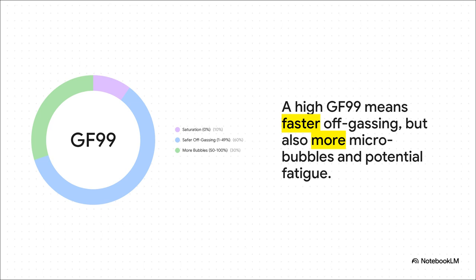If your GF99 is at 0, you're basically saturated. So the goal is to land in that sweet spot, that 1 to 49% range. It's high enough to be effective, but low enough to avoid that post-dive exhaustion.